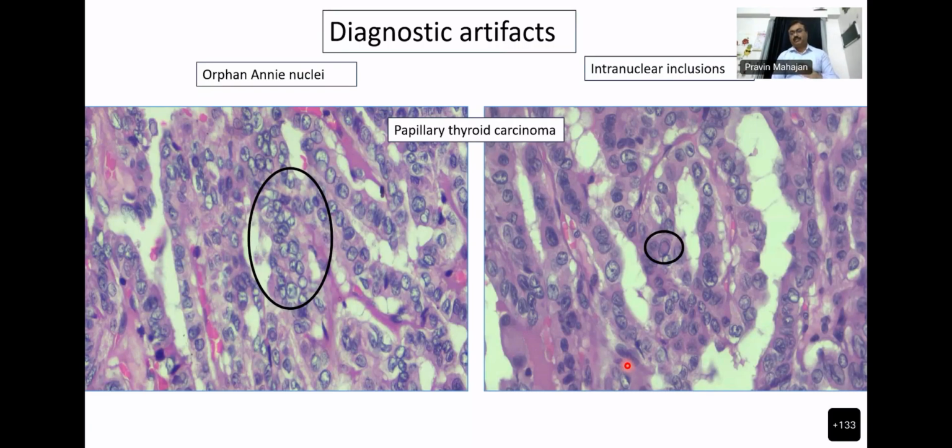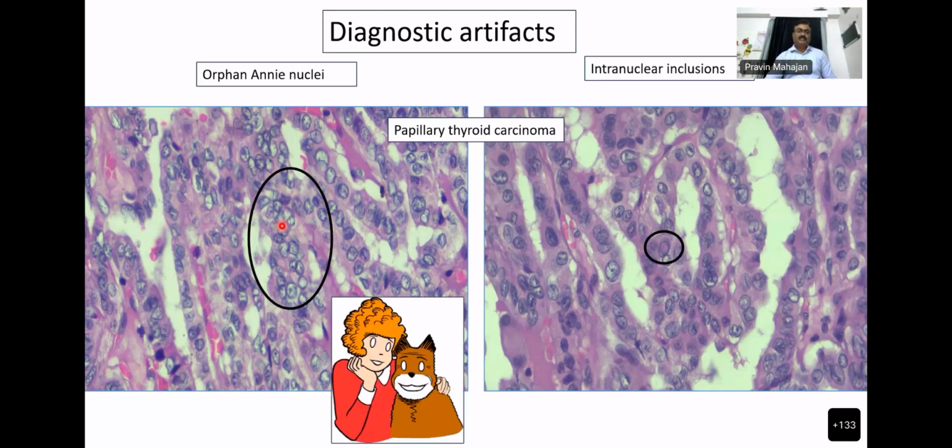Some people even believe that the intranuclear inclusions which you see in thyroid papillary carcinoma are an artifact. So we see these nuclei of papillary thyroid carcinoma as Orphan Annie. This is a cartoon, a comic which used to run in a daily newspaper in the USA. The name is Annie, she was Orphan Annie, and you can see her eyes look quite empty, and that's why somebody thought these nuclei look like Orphan Annie nuclei.